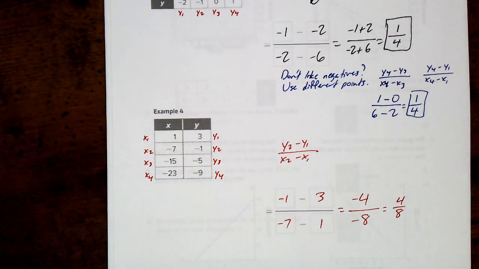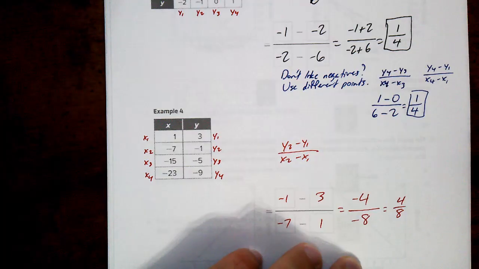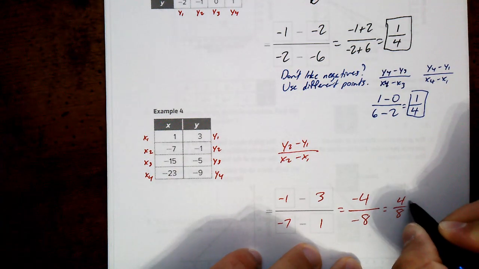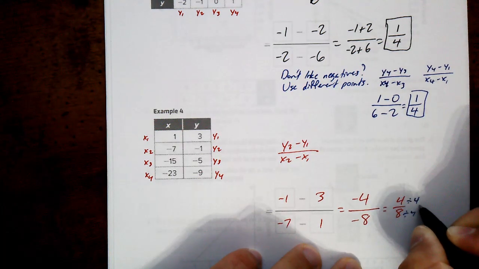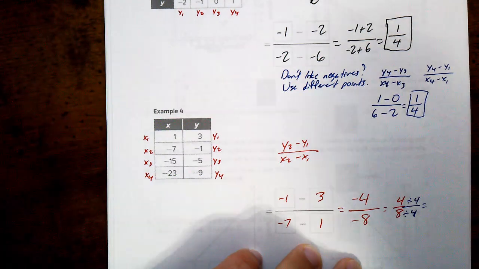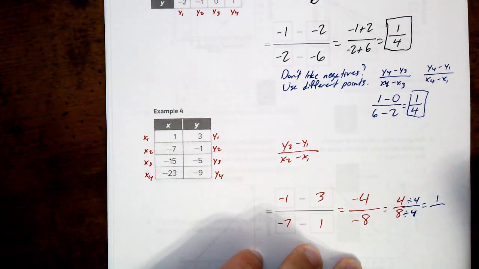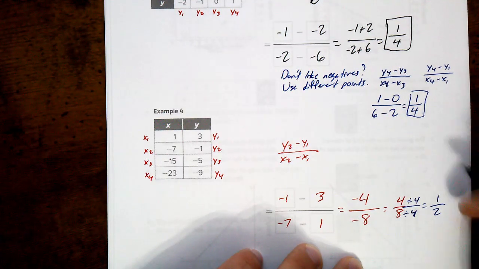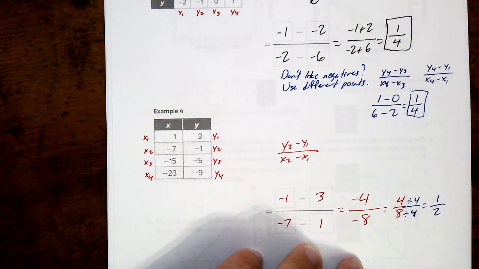Can we simplify that? Is there a number that goes into both 4 and 8 that you can divide by nicely? Yeah. Some of you are going to say 2, which is true. But is there a bigger number that goes into both 4 and 8? Yep. 4. What's 4 divided by 4? 1. What's 8 divided by 4? 2. Can you simplify that any farther? Nope. That's done.